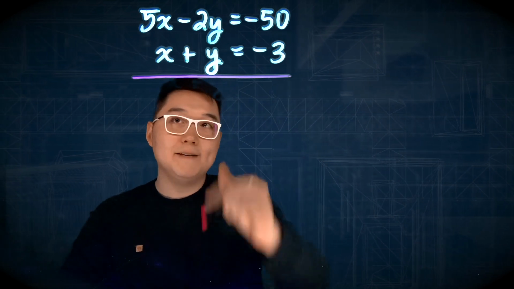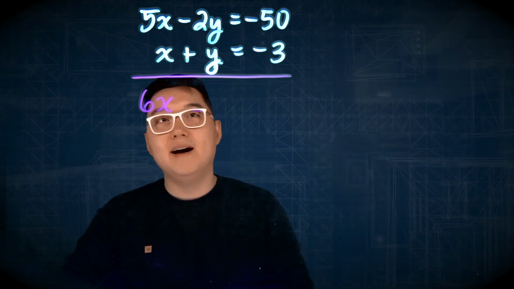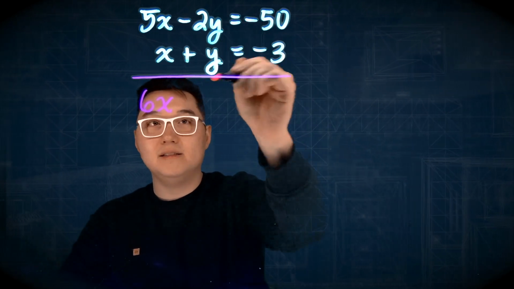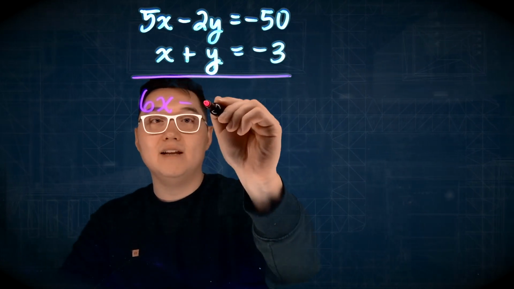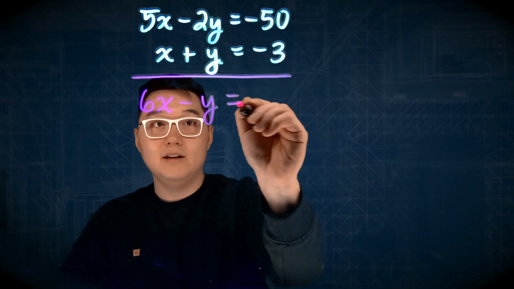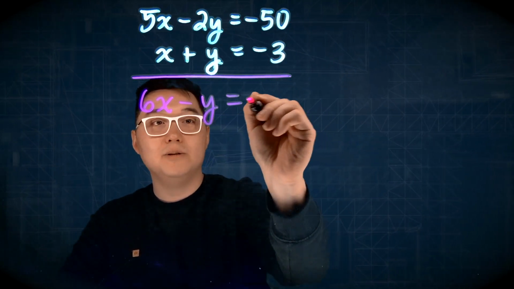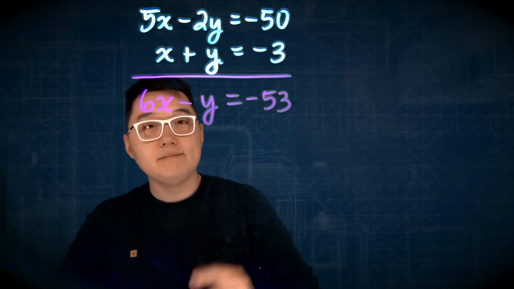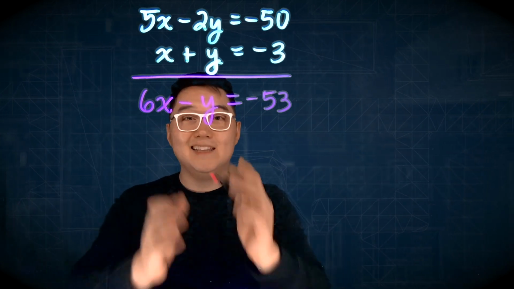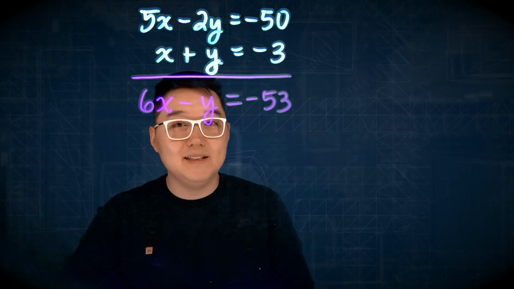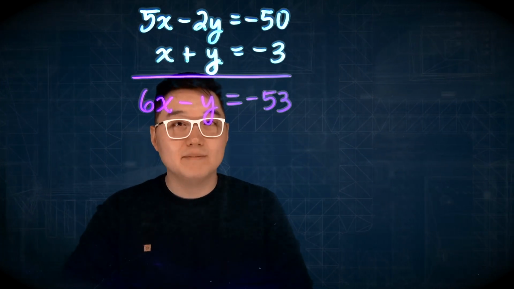Well, if I combine 5x and x, we get 6x. And if we combine negative 2y with a positive 1y, there's more negatives than positives, so we have negative 1y left over. But on the right side, we got negative 50 combined with negative 3. That's a grand total of negative 53. However, the elimination strategy did not work because neither of the two variables are eliminated. So this is a case where the elimination strategy failed.